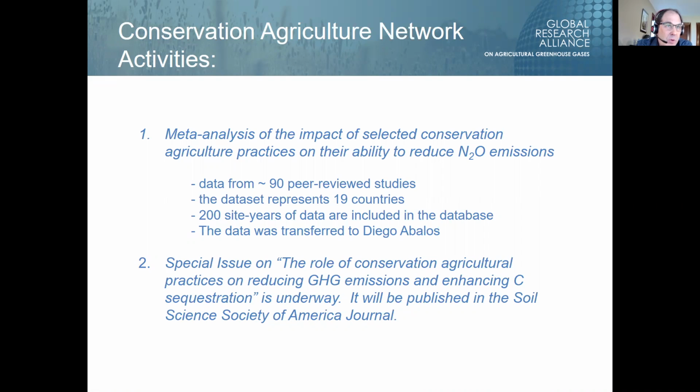This database was transferred to Diego Abalos, who will be running the meta-analysis using R.